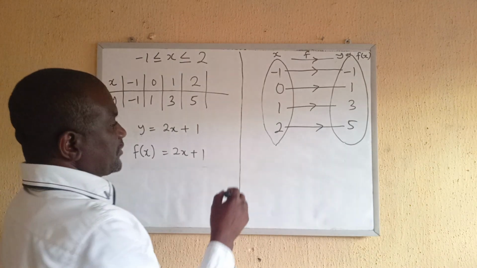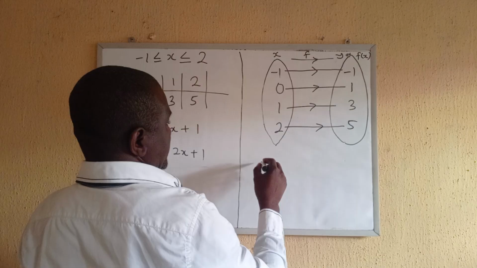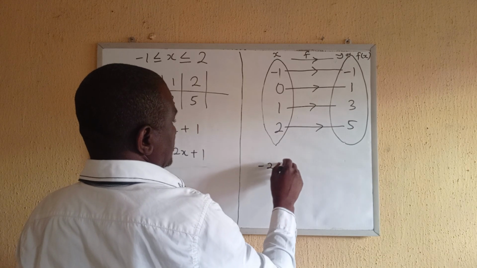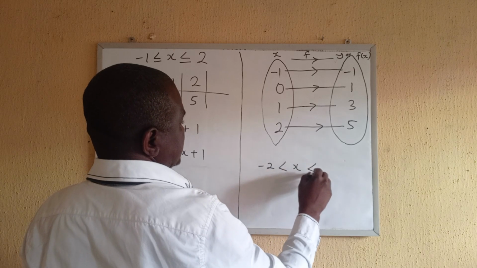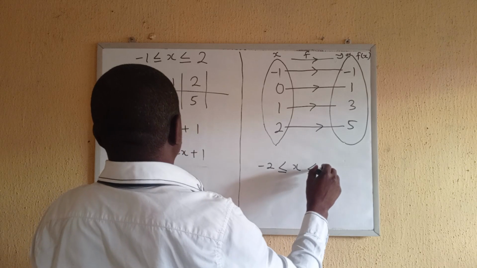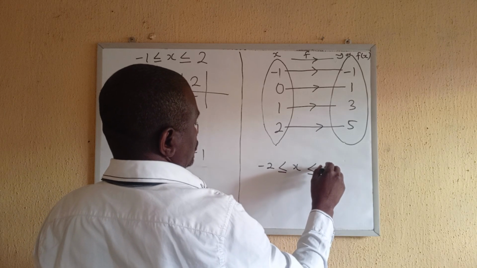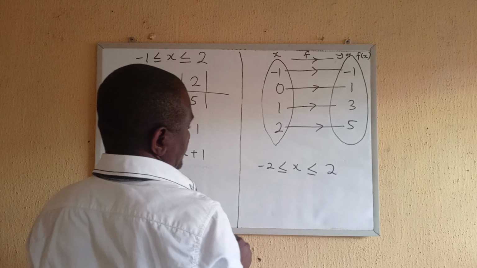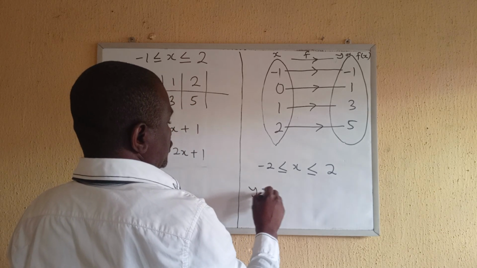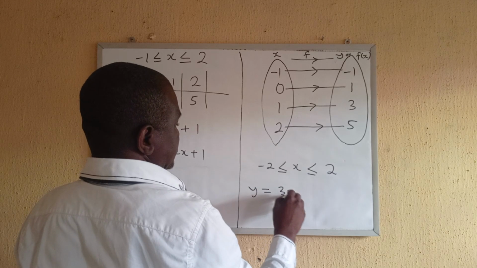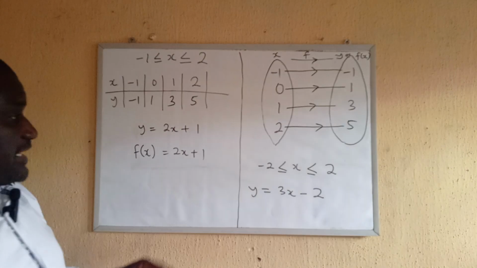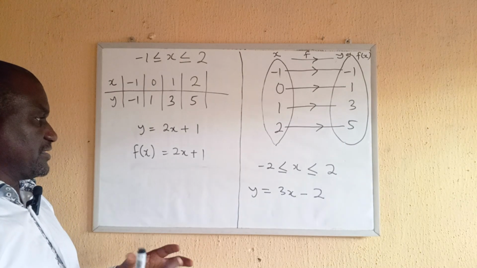Now you can go ahead and solve this. If you are given a table of values or a range of values from, let's say, -2 less than or equal to x, x is less than or equal to, let's say, 2 also. So use this function f(x) equals 3x minus 2 to produce the domain and the codomain and show their mapping.